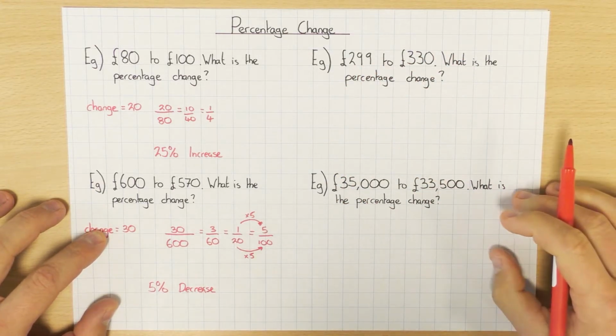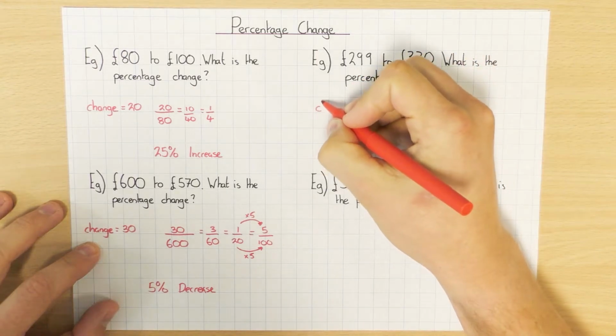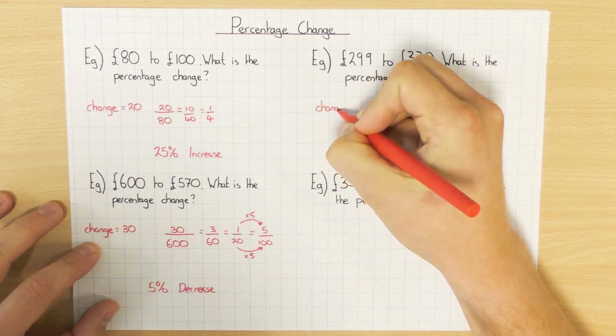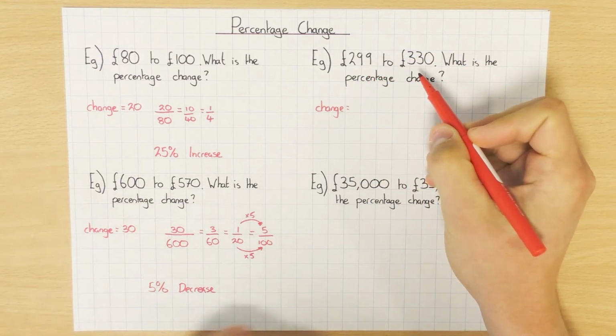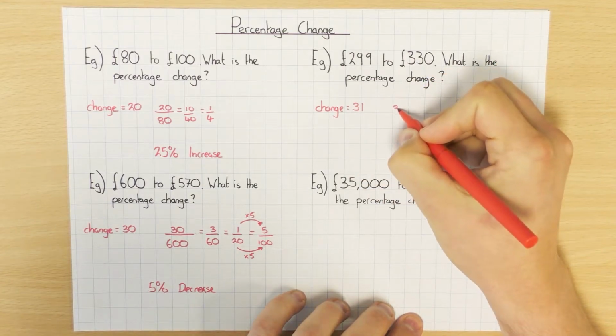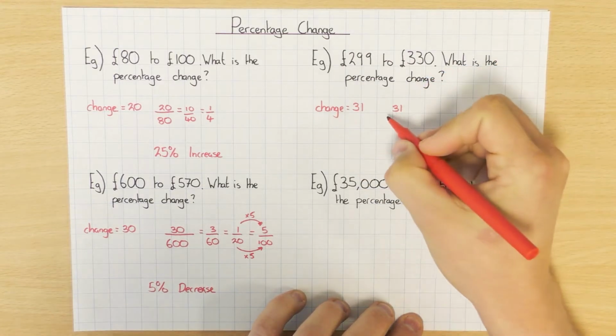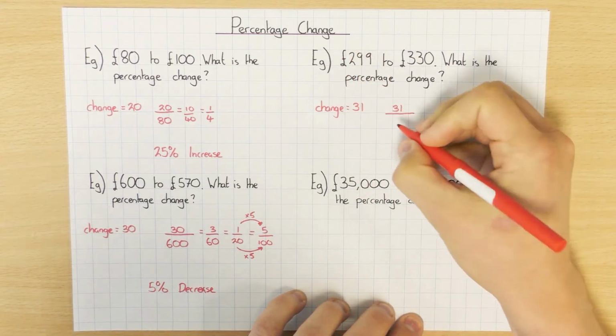Okay, so let's have a look at some calculator ones now. The method is still exactly the same. You still find the change. So I've gone 299 to 330, that gives me a change of 31. I then take my change, which is 31, and divide it by the original. So what was it before any change? It was 299.